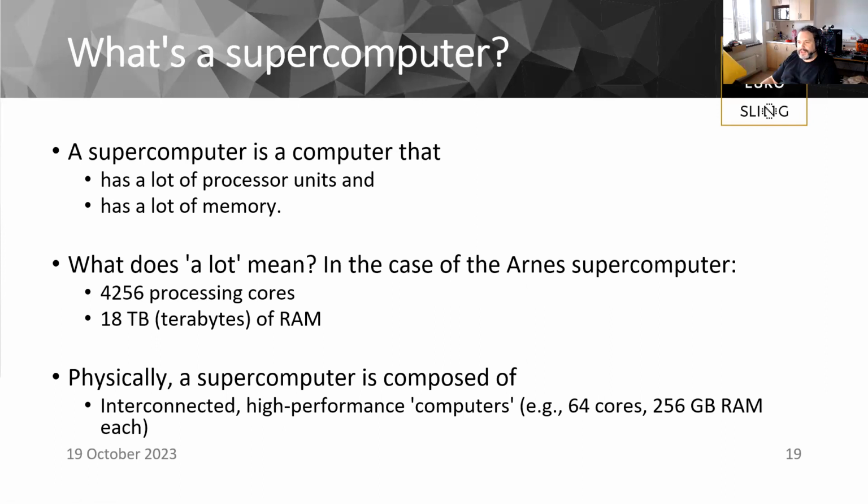Also, this supercomputer has 18 terabytes of memory. You know how much memory your computer has? It's probably something around 8, 12, 16 gigabytes, 32 if you have really heavy loads to run, maybe 64 gigabytes, something like that. But the Arnes supercomputer has 18 terabytes. That means 18,000 gigabytes of memory.